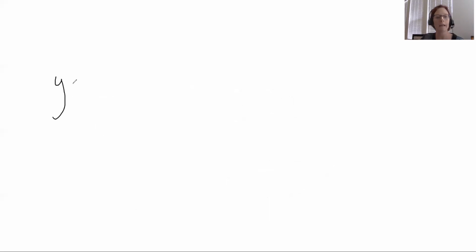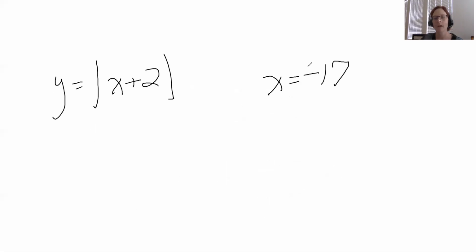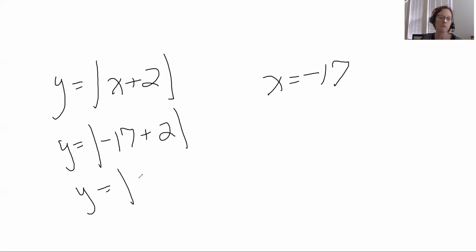If I have y equals the absolute value of x plus 2, and I know that x is negative 17, I'm going to plug negative 17 into the equation. Y equals the absolute value of negative 17 plus 2. Seems simple enough. Now let's solve. Y equals the absolute value of negative 15. And what's the absolute value of negative 15? It's 15. That's how absolute value is found.